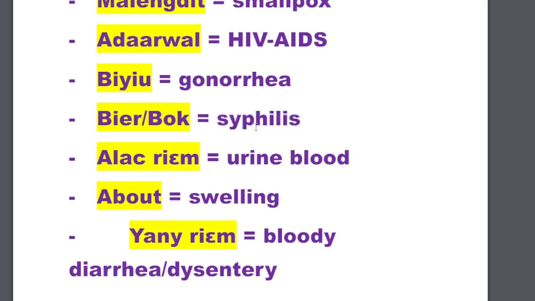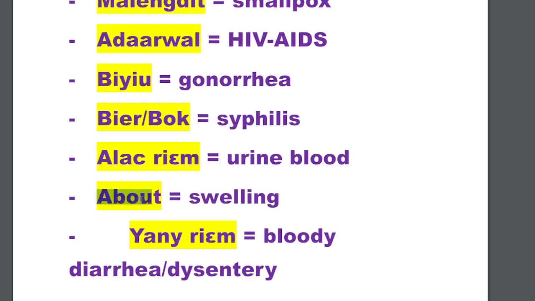Okay, guys. Alaj riem means urinating blood. I wrote urine here, but it is an error, so you have to correct it. Urinate blood. So when you urinate, you urinate blood. That is called alaj riem.